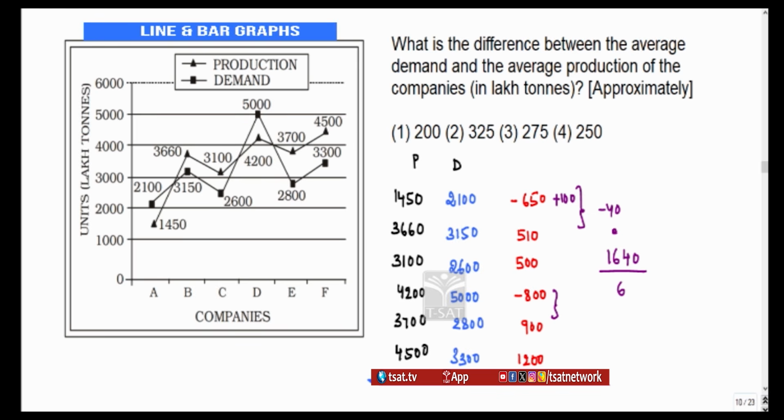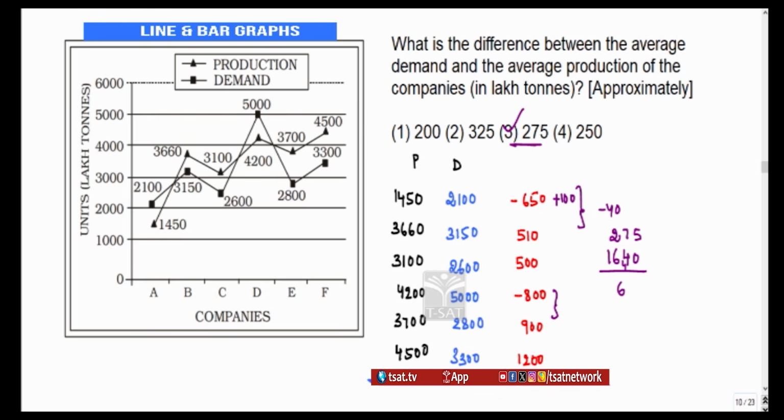I know 6 2s are 12. Then you will be left with 4. Then I can say 6 7s are 42. Then you are left with 2. Therefore, I can say 7 3s are 21. So approximately it is around 275. So the answer is 275.